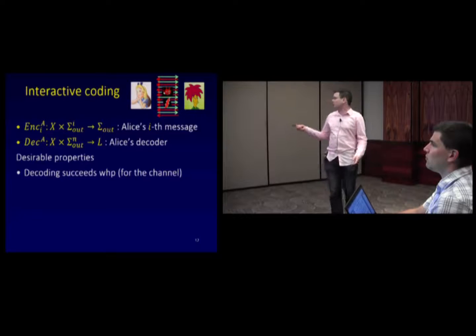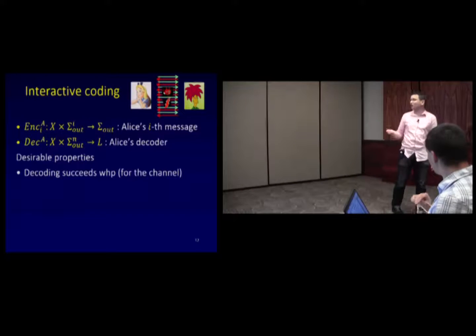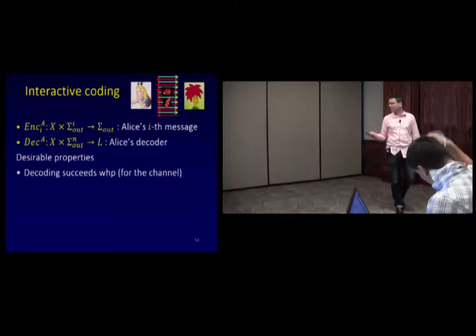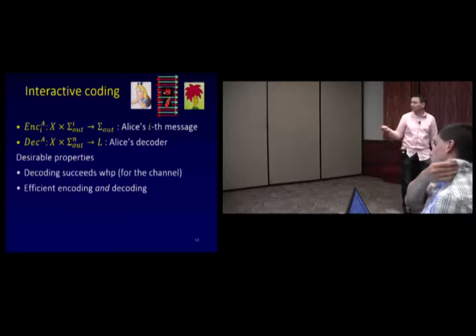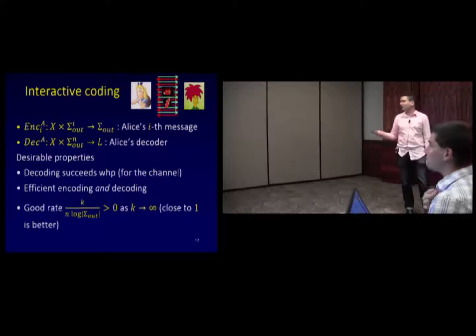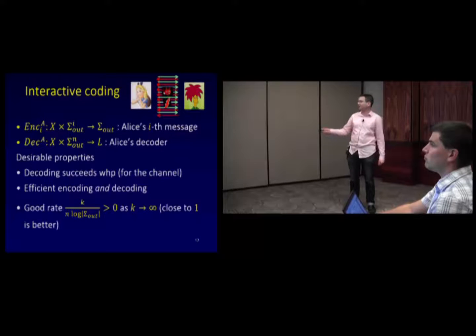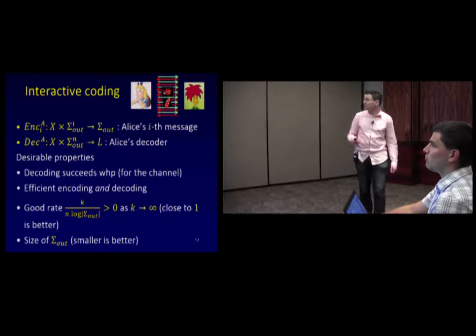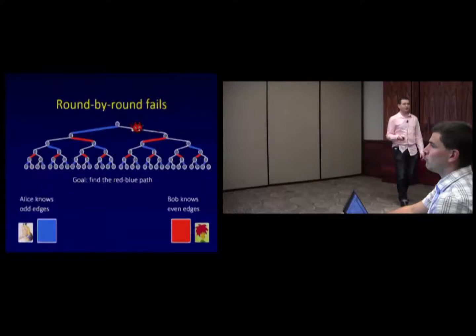The desirable properties should remind you of the slide from a few slides back. Decode correctly with high probability, which means both players get to the correct leaf. Efficient encoding and decoding. And the rate again is, this is what it would cost without errors, and this is what it costs with errors, and we want this blowup to not be too much. And again, the size of sigma out actually matters here.